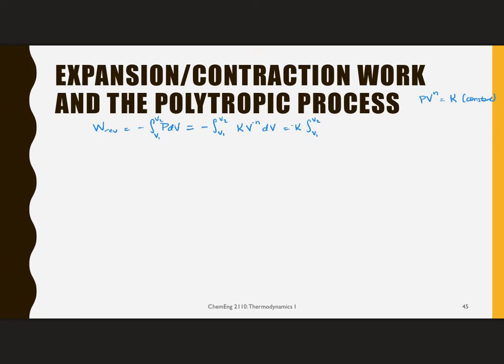I forgot my negative sign. There it is. Okay, so this is V to the negative n power dV. And so therefore, I'm going to add 1 to the exponent. So minus K, V to the negative n plus 1, and then divide by negative n plus 1, and evaluate that from V1 to V2.